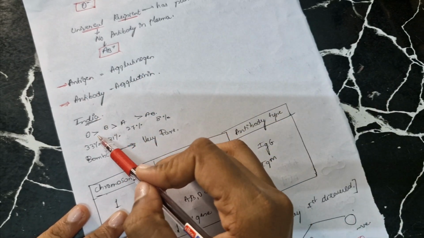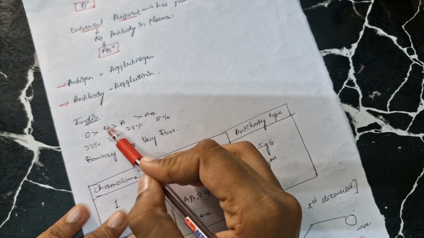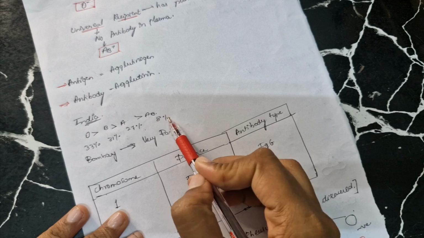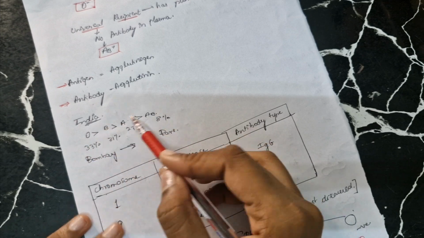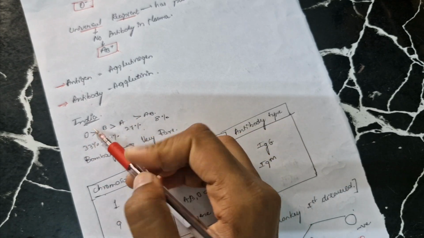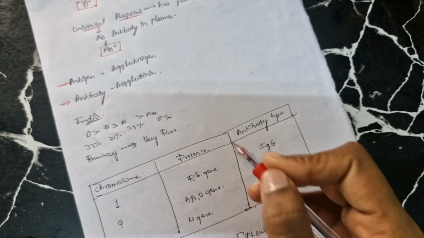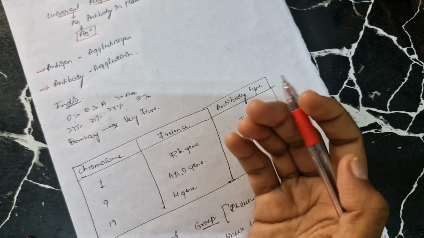In India, the most common blood group is O, then coming to B and A, and then AB: 33, 31, 27 and 8%. This is the range of blood groups in India. The most common will be O blood group and the least will be AB blood group, which is 8%. Bombay blood group occurs very rarely.